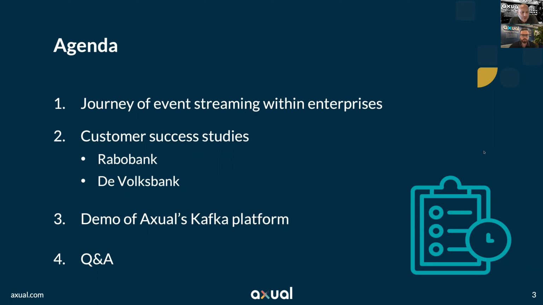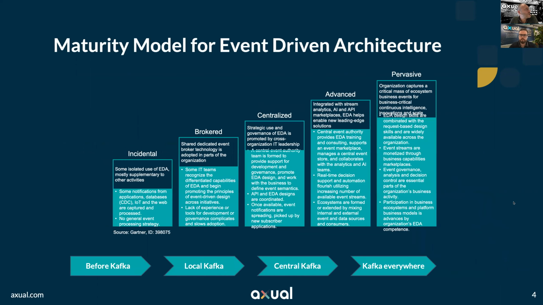So let's get started. We're going to discuss several stages of adoption of event-driven architecture. And to guide us through this presentation, we're going to use a maturity model that Gartner has produced some time ago, which is the following. This is really organizations starting with event-driven architecture from day one, and then leading up to a situation where many different systems are just pervasively using events. It starts with the incidental phase.